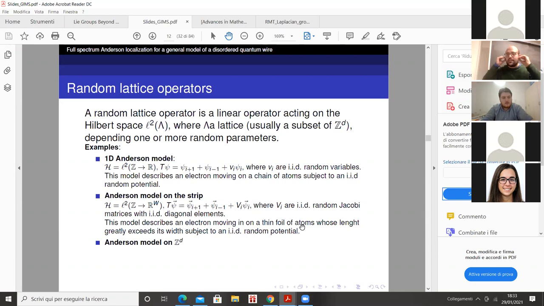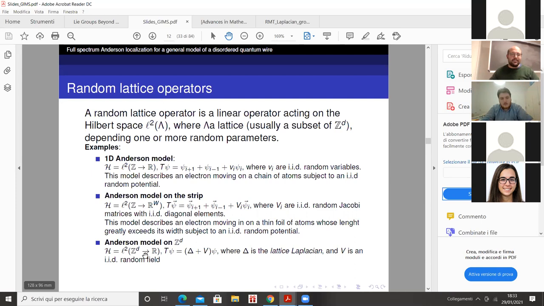And then you have the Anderson model on Z^d. I'm talking pretty much, I mean, these examples are not very variegated, but this is why, because the operator that I'm studying is somehow different.